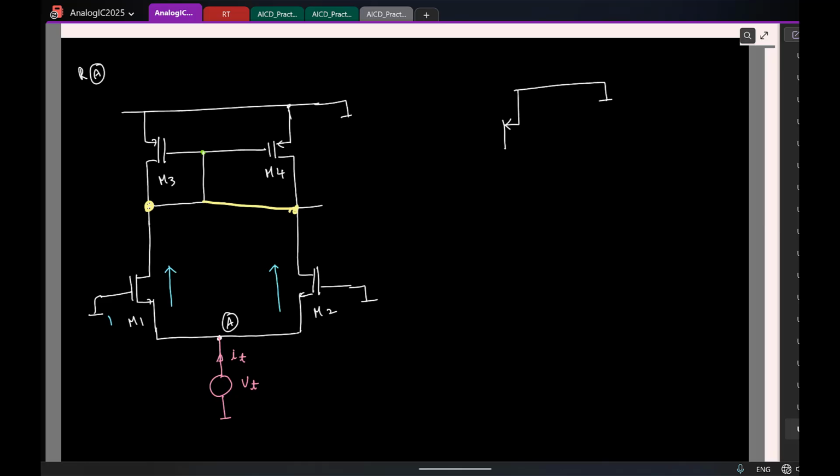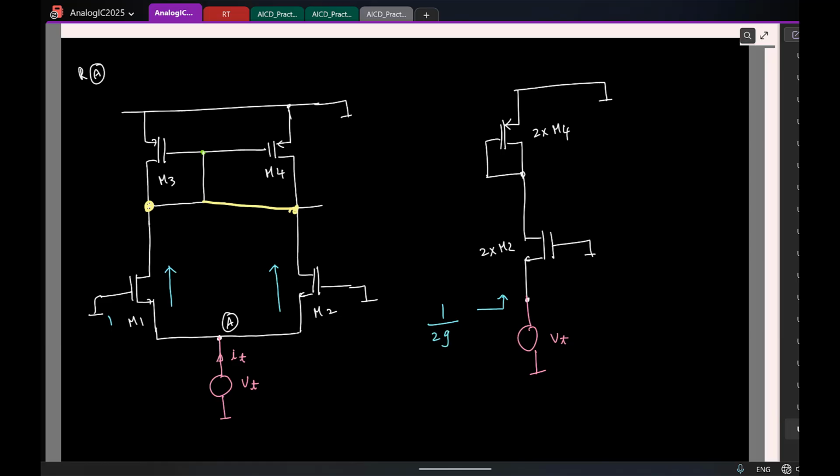So we quickly draw. This is 2x of M4. This is 2x of M2. And here is where you are applying the test voltage. Okay. So now you should be able to tell me directly what is the resistance looking into the source here. Resistance looking into the source, how much is it? Yeah, 1 by GM. I have 2 of them in parallel. But I can say that the resistance looking into the source is 1 by GM, provided what?